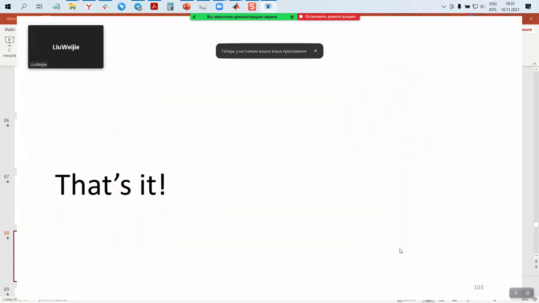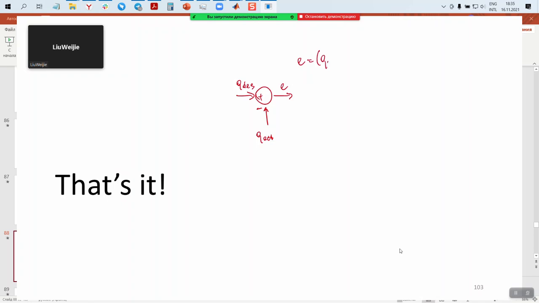Okay. So you send Q desired with a plus, and Q actual with a minus. Here you have an error, which equals the difference between Q desired minus Q actual. So here it is the difference between the actual position and the desired one. And then you send it to the PID.